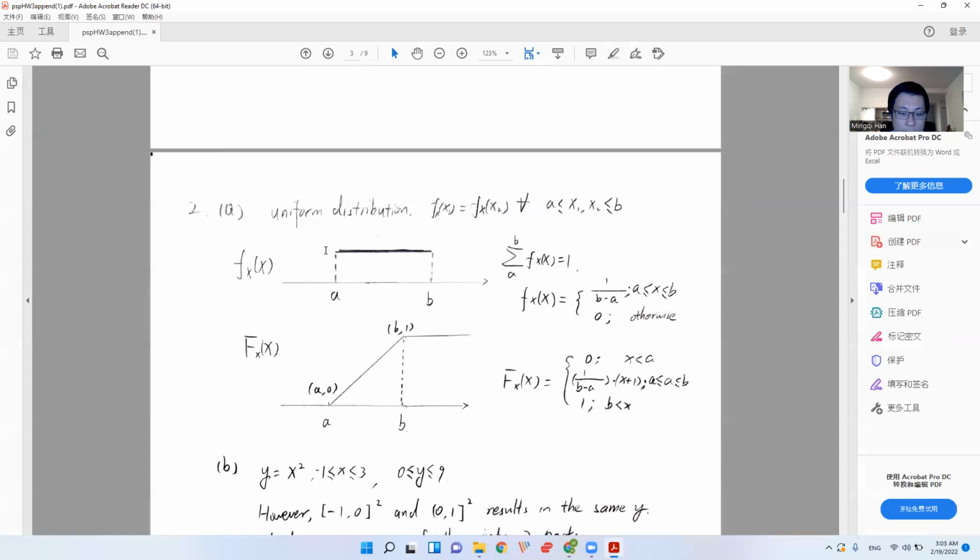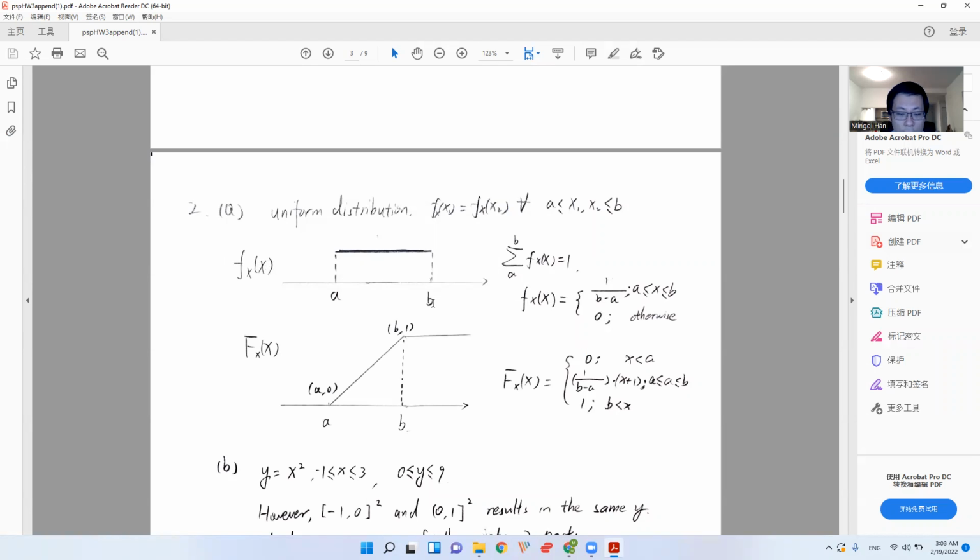What's the other side's length? Everything other than a to b is just 0. And for the little f(x), the probability density function is really easy, just like this.